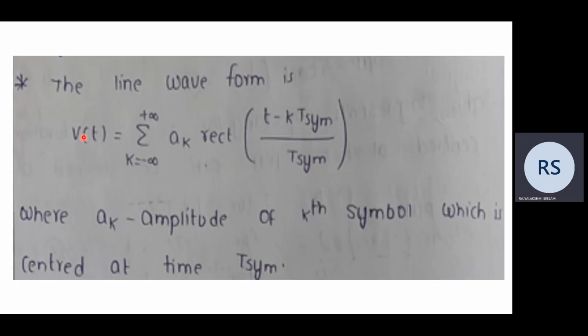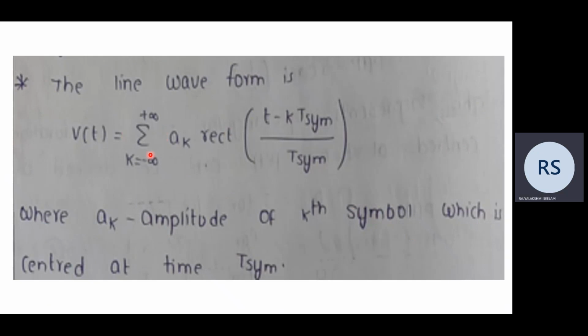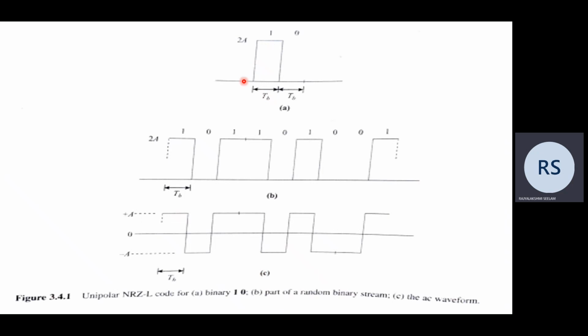The line waveform is represented as v of t equals sigma k equals minus infinity to plus infinity of a k times rectangular of (t minus k t symbol) by t symbol, where a k is the amplitude of the kth symbol, centered at the time t symbol period. Here this is the unipolar non-return to 0 code, and here this is binary 1 and 0.